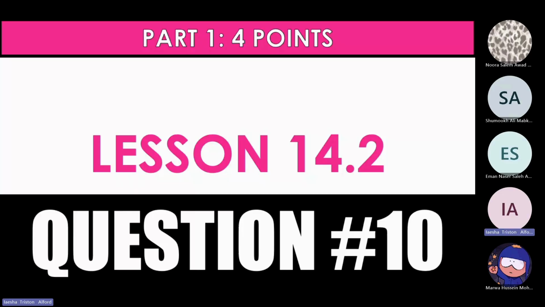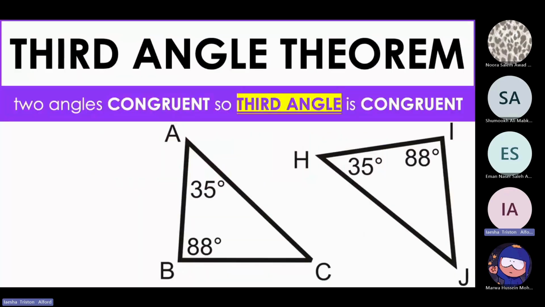Question number 10 comes from lesson 14.2. This question wants to ask you about the third angle theorem, so the third angle rule. This rule says that if two angles are congruent, the third angle is also congruent. We do not need to know what number is here to know that C is congruent to J. As long as you know that angle A is congruent to angle H and angle B is congruent to angle I, then directly we know that angle C and angle J should also be congruent, right?